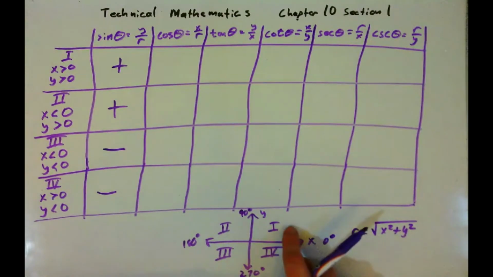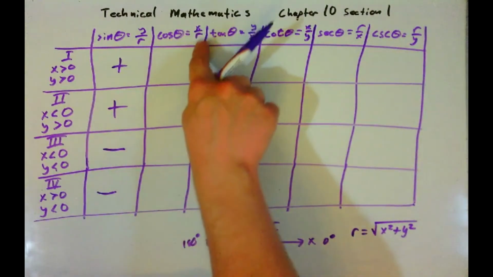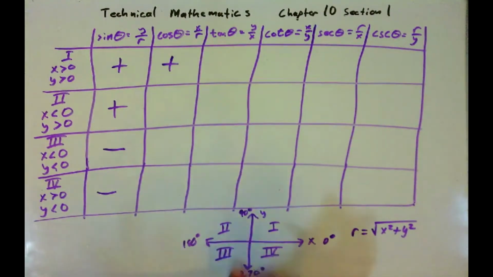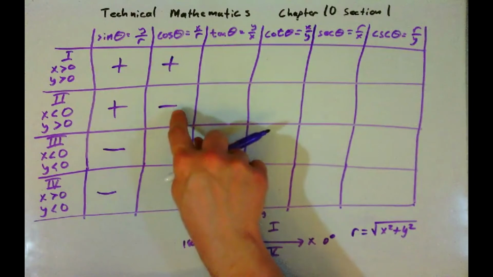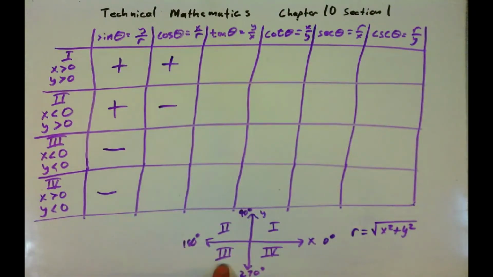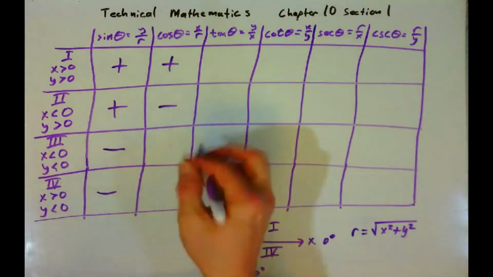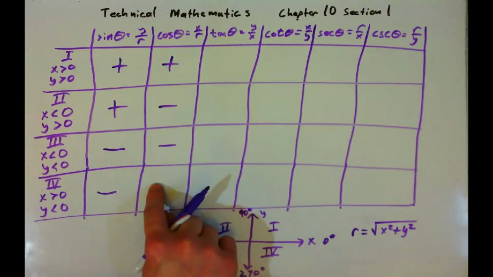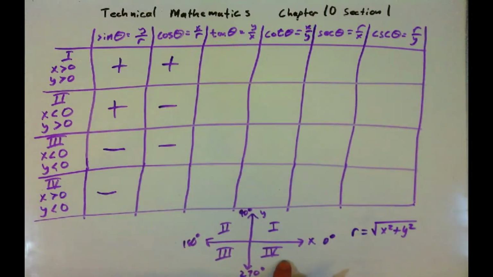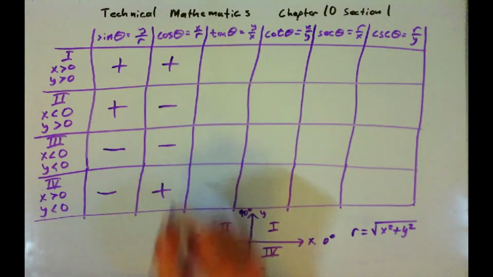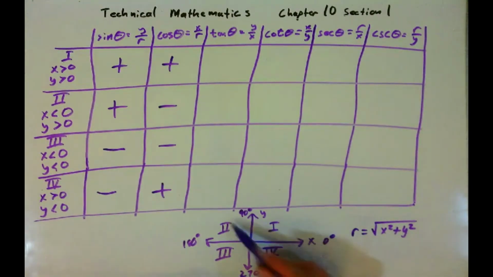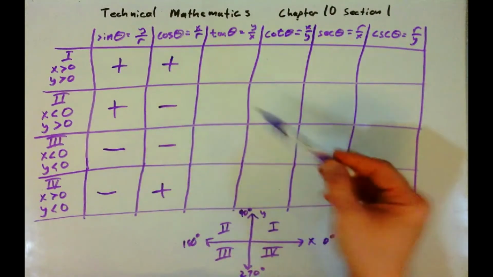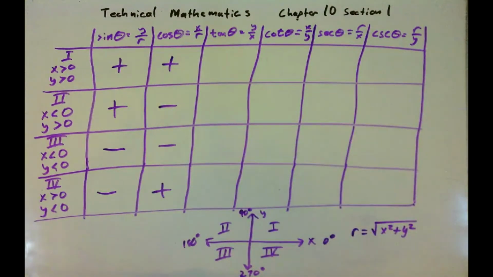Now for cosine, in the first quadrant, x is positive, and so x divided by r will give us a positive. But in the second quadrant, x is negative, and so a negative divided by a positive is a negative. In the third quadrant, x is still negative, right? X is still less than 0, so we're going to get a negative value for cosine. And in the fourth quadrant, x is positive again, and so positive divided by a positive is a positive. And so wherever the terminal side lies, whichever quadrant, we can predict if the values of sine, cosine, and tangent and so on will be positive or negative.